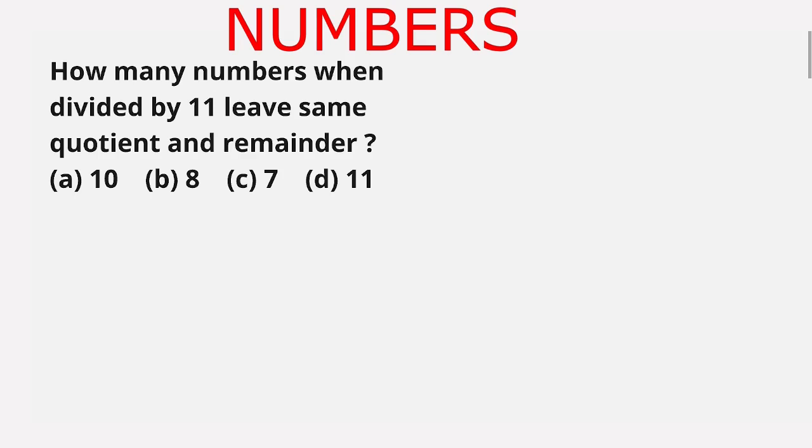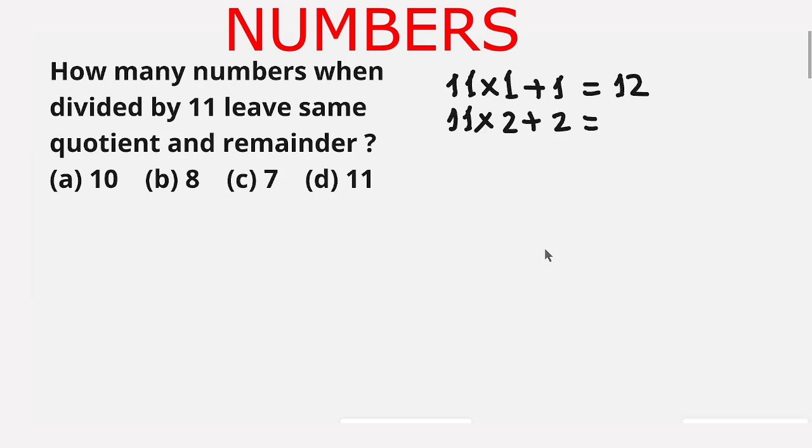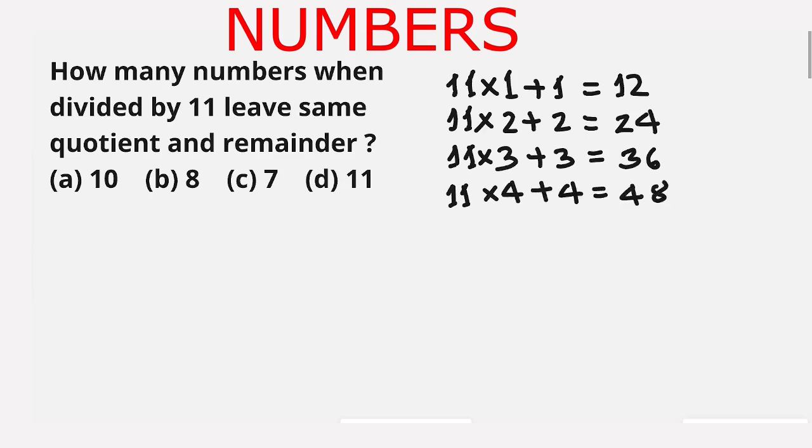Now I will explain it by writing all these numbers. The first number is 11 multiplied by 1 plus 1, and that number is 12. The second number will be 11 multiplied by 2 plus 2, as the quotients and remainders are same. So this will be 22 plus 2 is 24. The third number is 11 multiplied by 3 plus 3 will be 36. The fourth number is 11 multiplied by 4 plus 4 is 48.